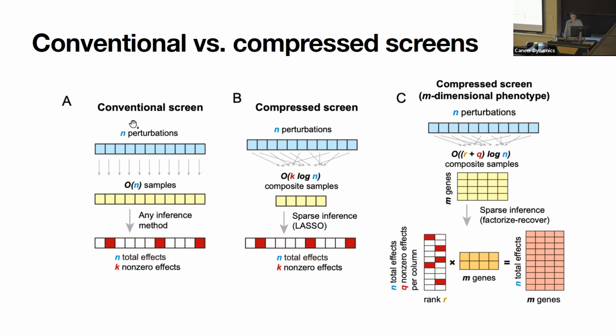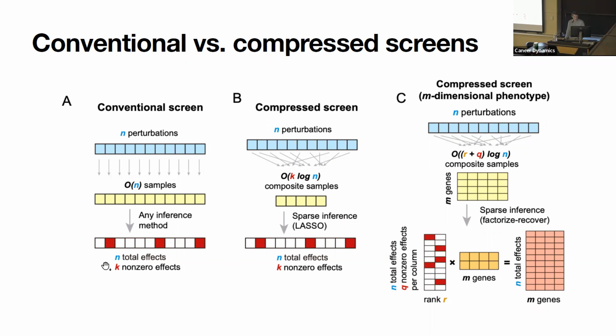Okay, so in a conventional screen, we might be interested in whatever context in understanding the outcome of n different perturbations. And for now, let's think of just a one-dimensional outcome to a perturbation, like survival or fitness or the expression of a single gene. So a normal person thinking I want to study n different perturbations will generate something on the order of n different samples, where the big O notation here captures whatever constant factor relates to the number of replicates that you need to do in your experiment.